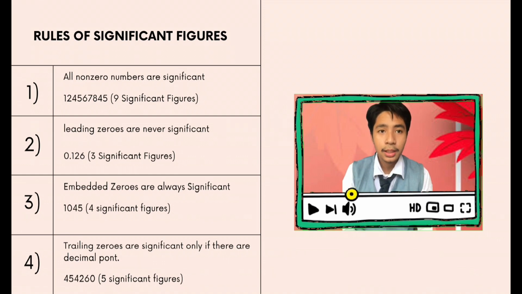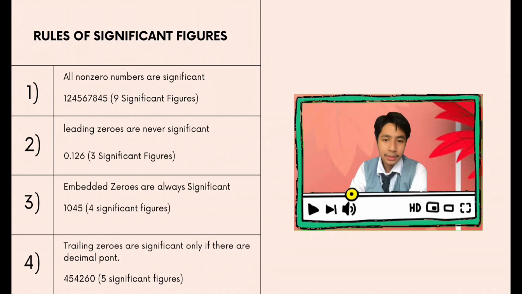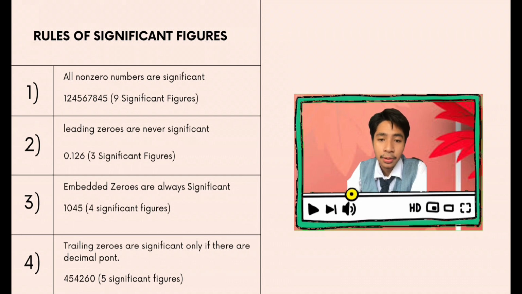Number 2, leading zeros are never significant. As an example, 0.126 only has 3 significant figures because the 0 at the front is not considered as a significant figure. Rule number 3, embedded zeros are always significant. For an example here, 1045 has 4 significant figures. The 0 in between the numbers is considered significant.